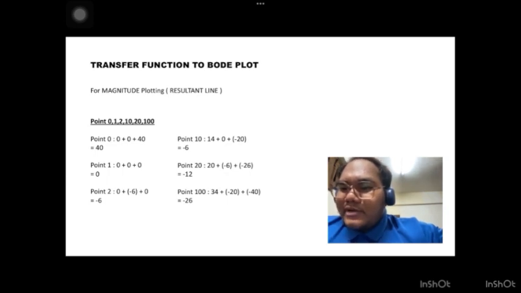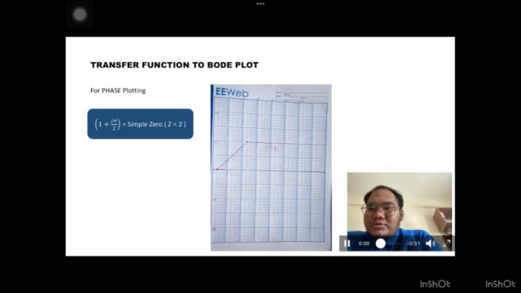line. And lastly, the point 100, which consists of 3 points, which is 34 plus negative 20 plus negative 40, brings us down to negative 26, and that is the last point for us to complete the resultant line. Then after we have completed our plotting, we join all the points together, and that creates one fine line. So next I'm going to show you how to do the phase plotting.